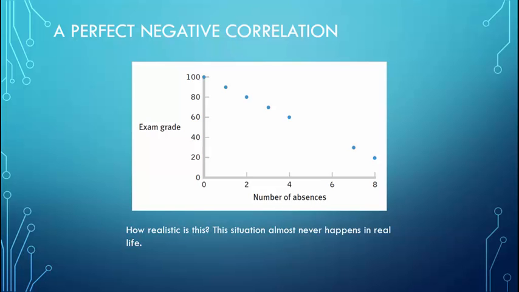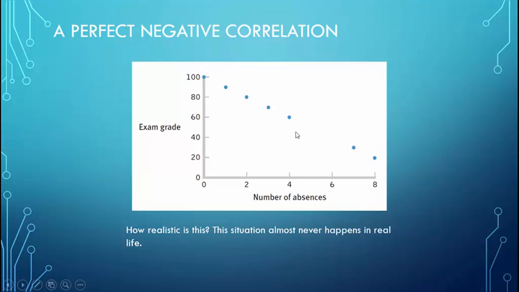Now here's a perfect negative correlation, number of absences and exam grade. So this is looking like a negative correlation. Again, the dots form this downward sloping line. And this is negative, showing that people who have 0 absences get a 100 on the test, and people who have a lot of absences, like 8, get a 20% on the test.